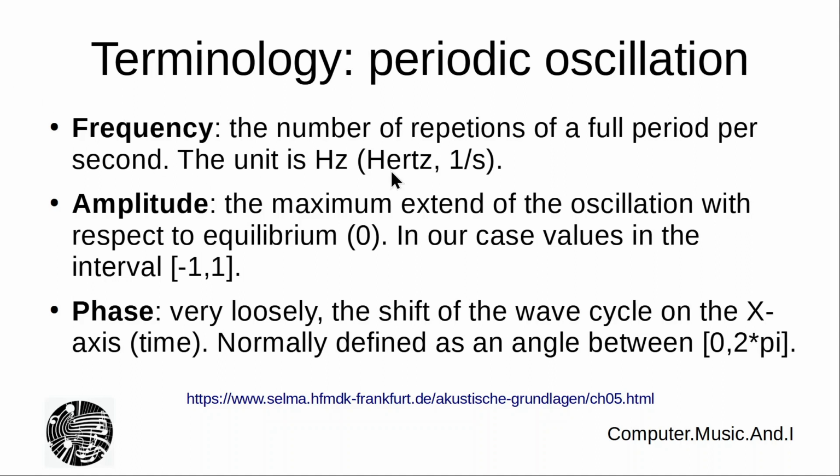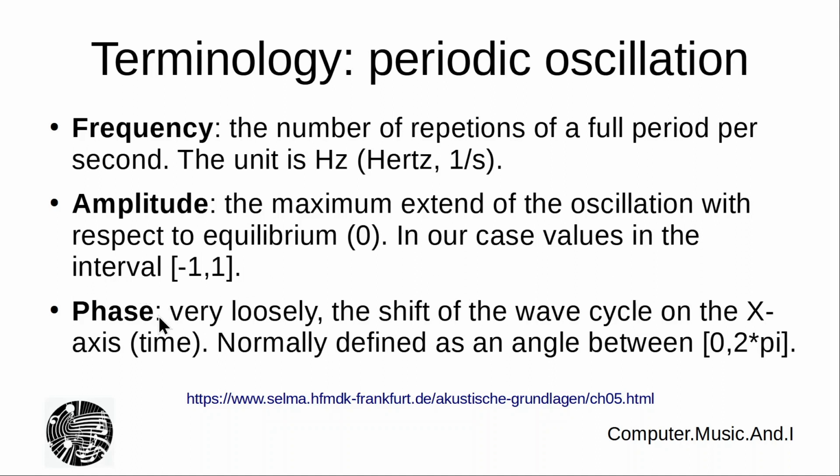Frequency defines the number of repetitions of a full period of an oscillation in a second, and the unit that is going to be used there is hertz. So we are counting the number of repetitions of a full period. The second part is the amplitude, which is basically the maximum extent of the oscillation with respect to the equilibrium. In our case, this is 0, and the values should be in the range of -1 to 1 for the amplitude.